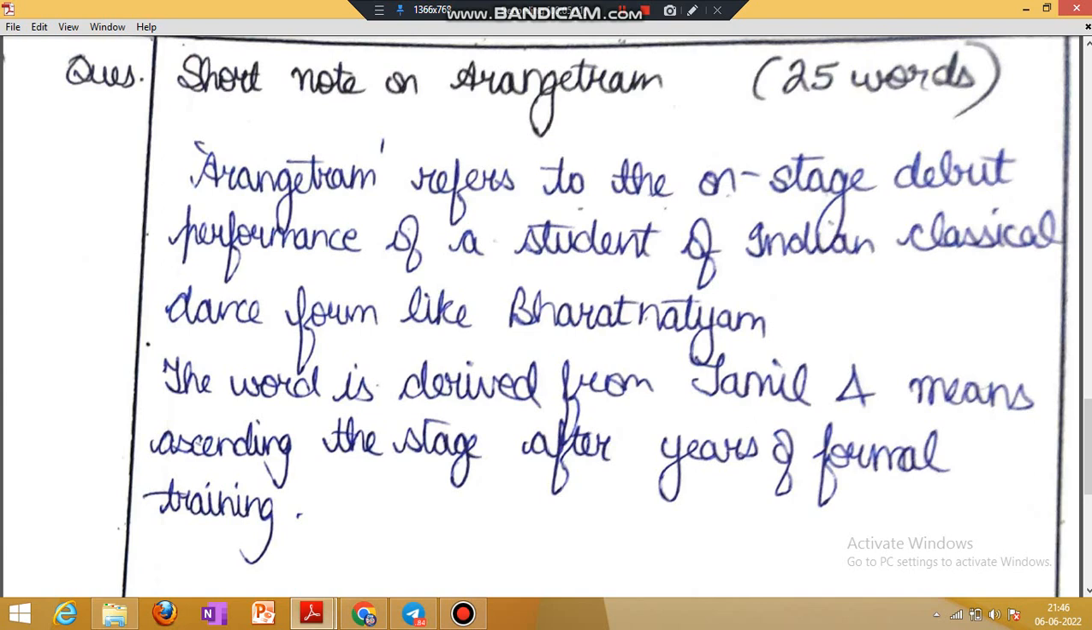So what basically is Arangetram? If a student of classical dance, for example Bharatanatyam, is taking vigorous training, and after several years of training the person goes onto the stage and performs for the first time, that is considered Arangetram. Okay, so why the word is in use is not important, but the word becomes important because it is from the culture perspective.